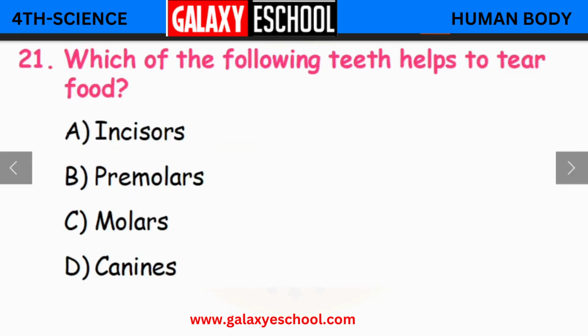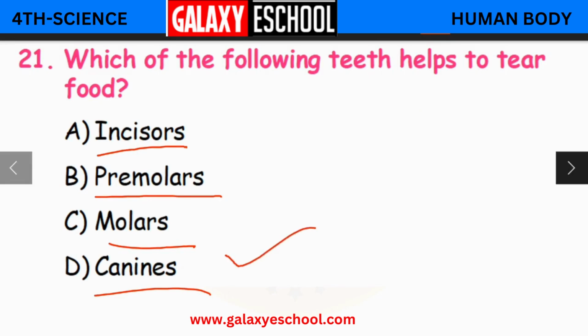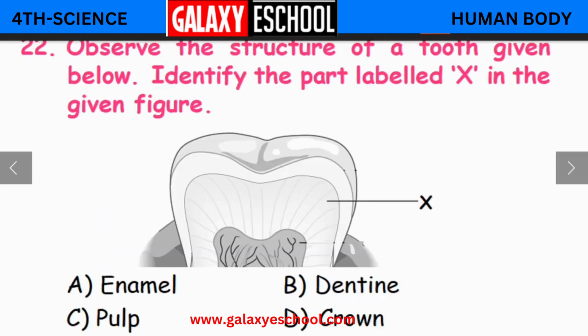Clear, children? Now 21st question, which of the following teeth helps to tear food? Incisors, premolars, molars and canines. Which is going to help us to tear the food, children? It is canines.